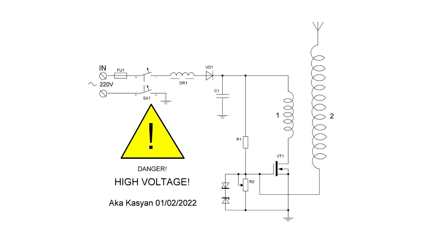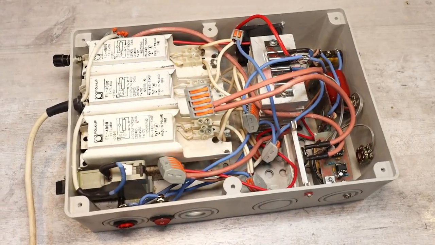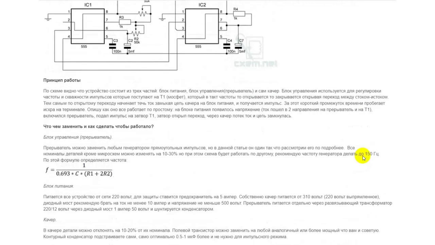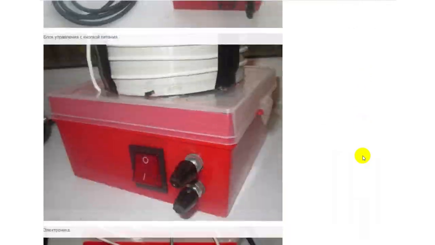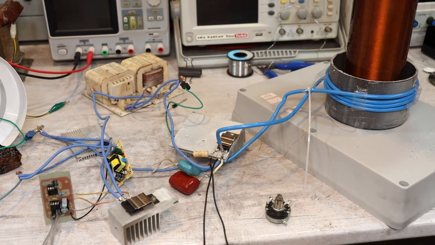It is often found on the net, built on just one field effect transistor. My version is built using a powerful high-voltage IGBT transistor. And the circuit looks like this. The interrupter circuit, which is built on two NE555 timers, is taken from this article. You can find the link in the description. The interrupter works like this.